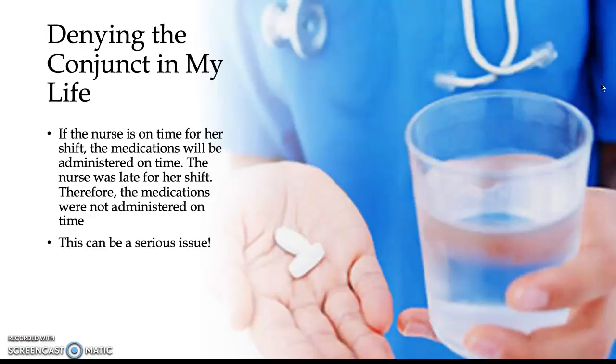So in my personal life, I'm in nursing school, so I plan on being a nurse one day. So if the nurse is on time for a shift, the medications will be administered on time, but the nurse was late for her shift, therefore the medications were not administered on time. The nurse needed to be on time in order to give the medication, and I did extensive research on this, and it's actually a serious issue if the nurse doesn't administer medication on time. A lot of people, patients, residents have scheduled medication for a reason.